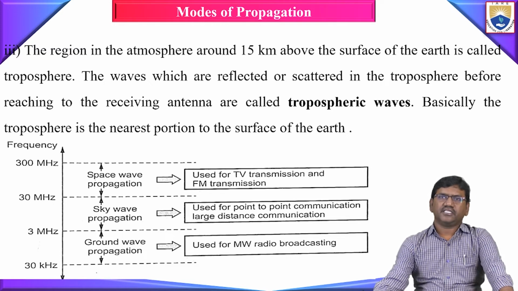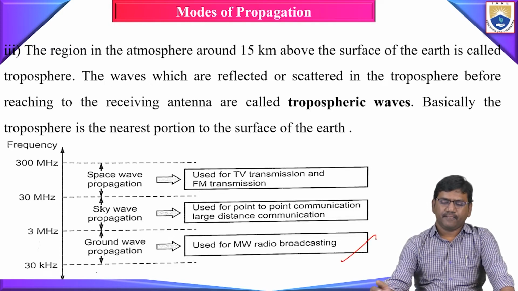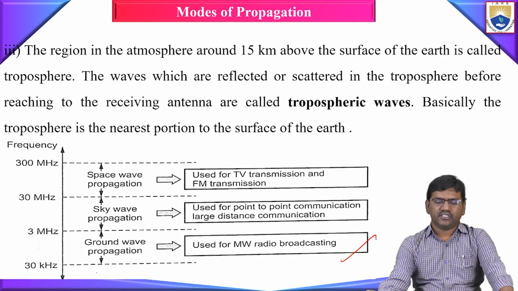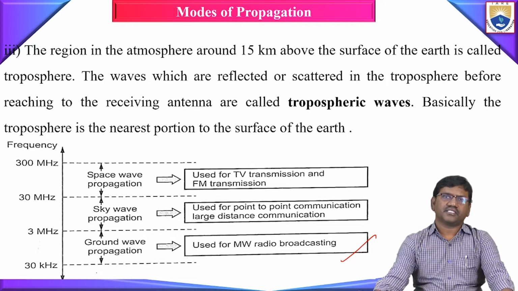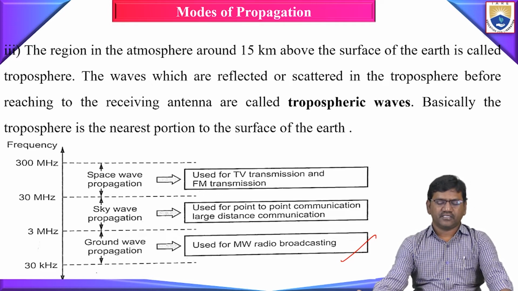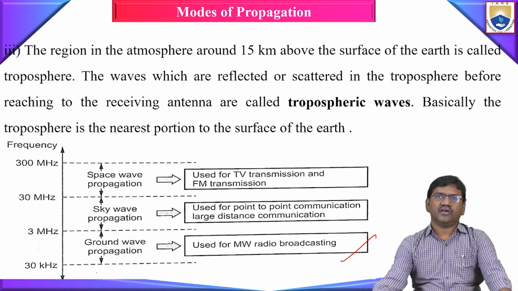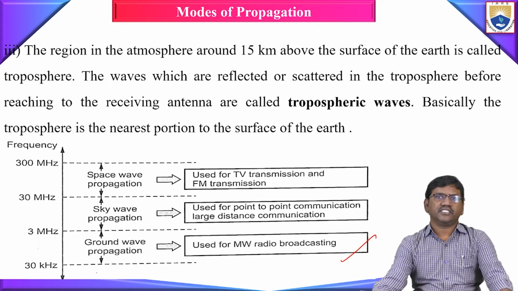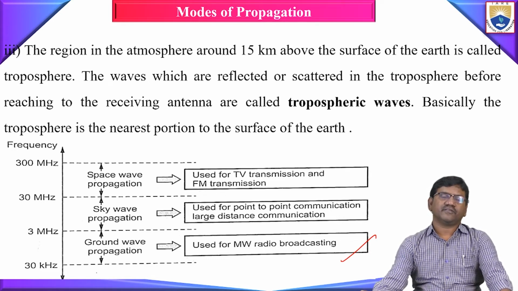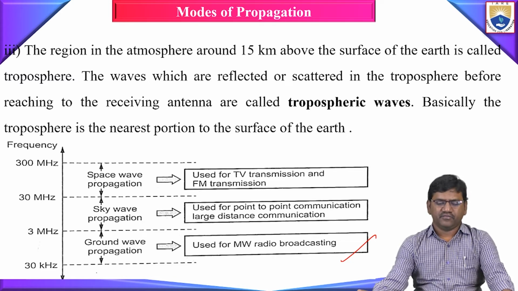Ground wave propagation is used for microwave radio broadcasting. Sky wave propagation is used for point-to-point communication and also for long distance communication. Whenever we transmit the signal around 50 or 100 kilometers, the better options are sky wave propagation and space wave propagation. We can transmit the signal for longer distances, above 100 or 200 kilometers, only by sky wave propagation or space wave propagation. Why? Because the loss of energy is very small in sky wave and space wave propagation compared to ground wave propagation.